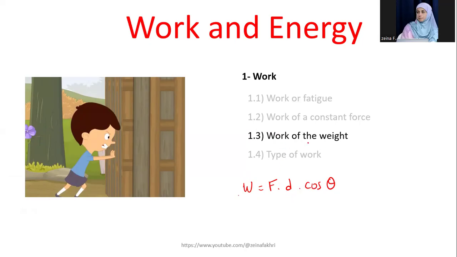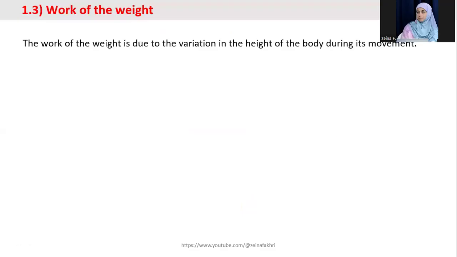Now, for the work of the weight, you can use another formula in order to calculate it, which is derived from this one. We know that the weight has work if it's capable of moving an object from a certain height into another height. This is why we can say that the work of the weight is due to the variation in the height of the body during its motion, which means it depends only on the height and does not depend on the path of the object.